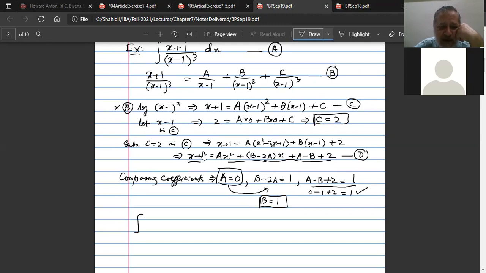So my integral of x plus 1 upon x minus 1 raised to power 3 dx converts into integral of a, which is 0, so 0 upon x minus 1 is gone out of discussion, plus b, which is 1, so dx upon x minus 1 raised to power 2, plus c, which is 2, dx upon x minus 1 raised to power 3.